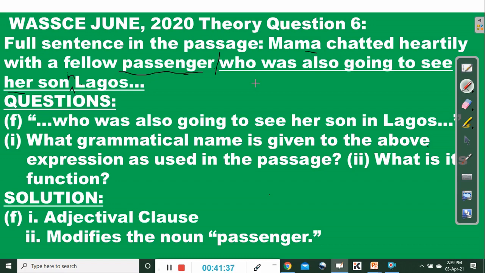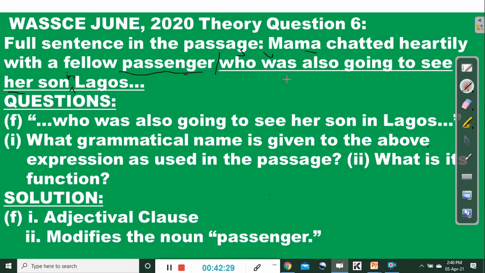The boy is a phrase. It's just a fragment. It doesn't contain a subject and a verb. But when we look at who was also going to see her son in Lagos, we discover that it contains a subject, who, and a verb, which is was also going to see her son in Lagos. So we can see that this is a clause because it contains a subject and a verb. All right, so that shows us that this is a clause that comes from the adjectival family, and precisely an adjectival clause, because it is a group of words that is describing a person.